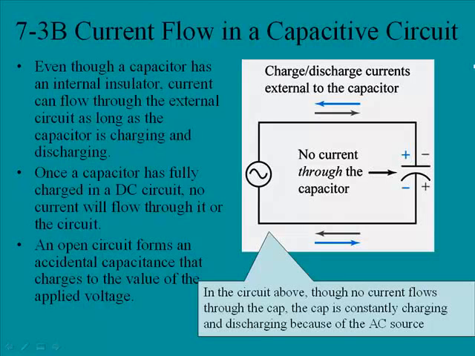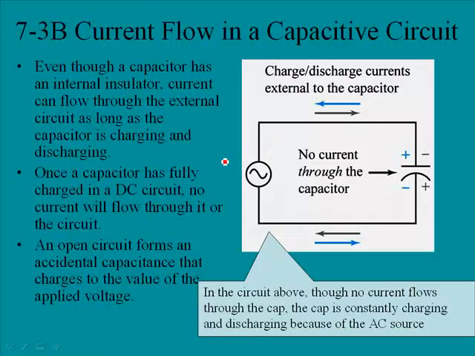We're continuing in 7-3 on a discussion concerning capacitors, and we're looking at current flow in a capacitive circuit. Even though a capacitor has an internal insulator, and that's going to be right here, current can flow through the external circuit as long as the capacitor is charging and discharging. So as long as it's charging and discharging, current can flow.